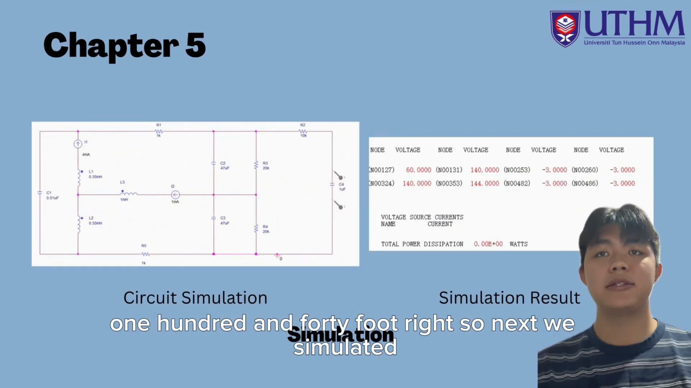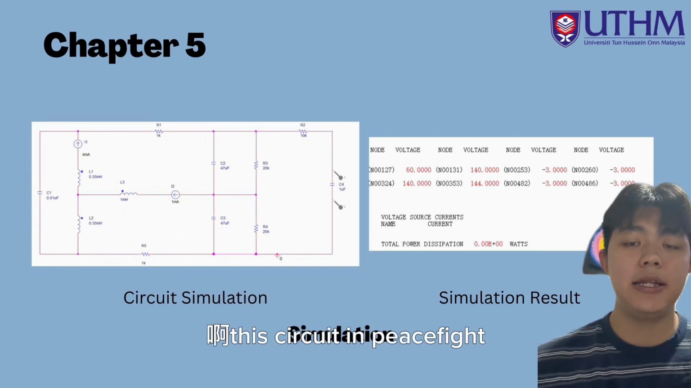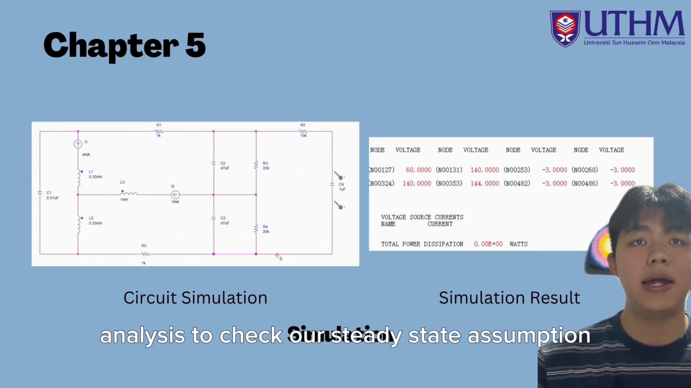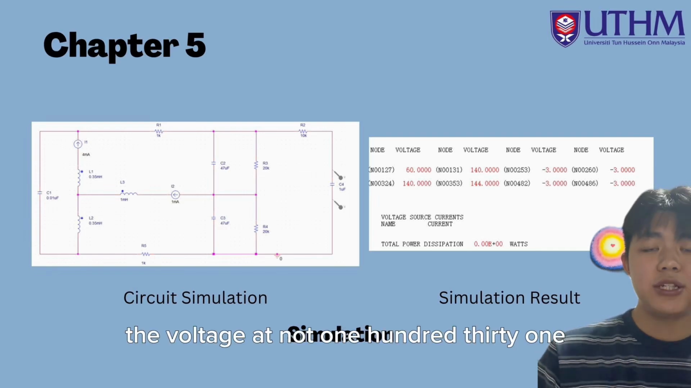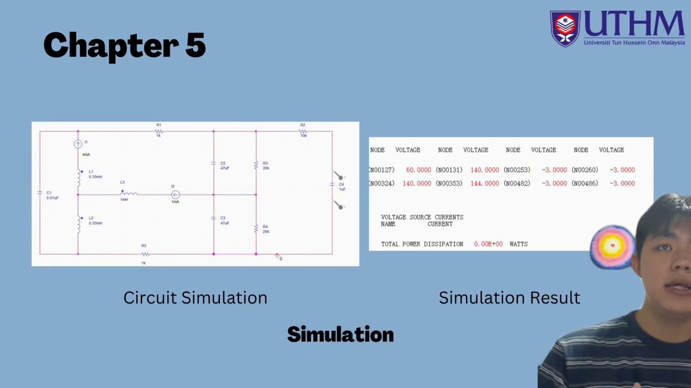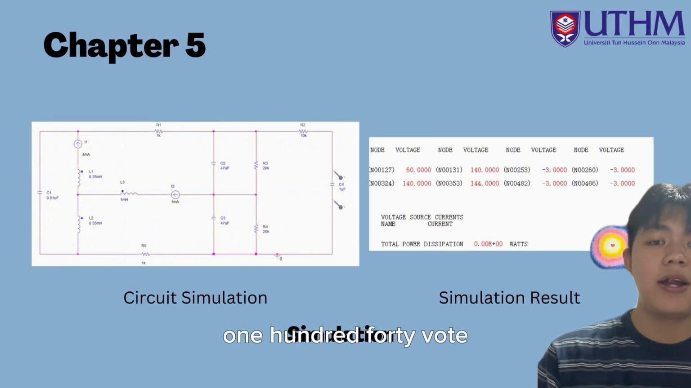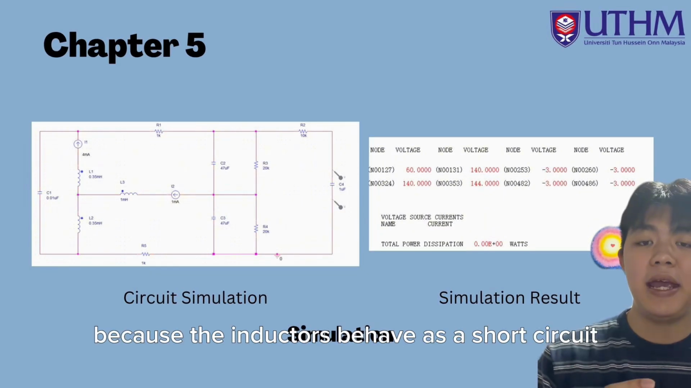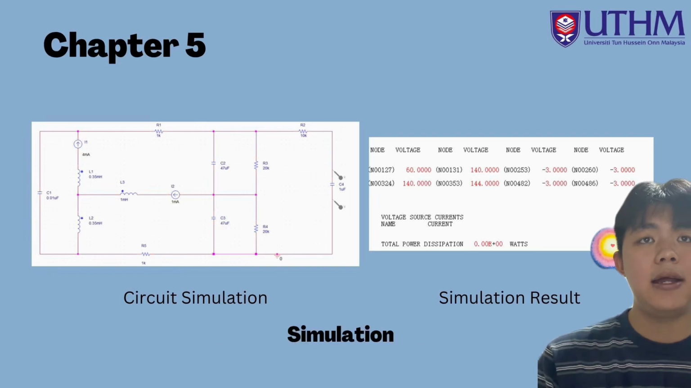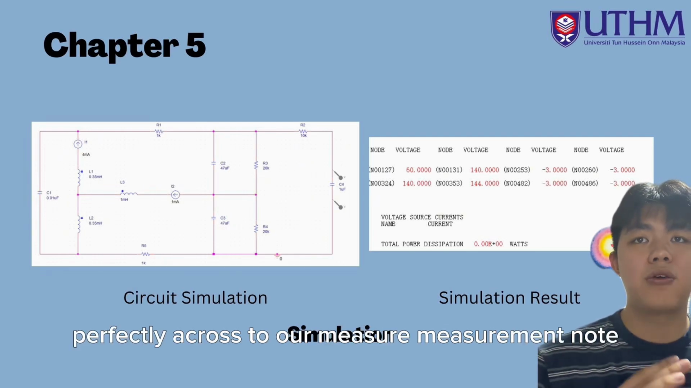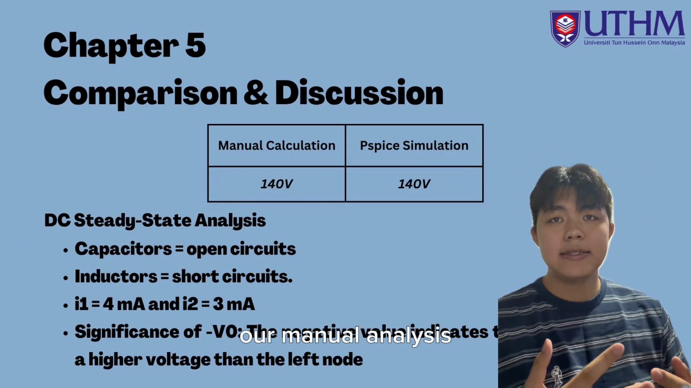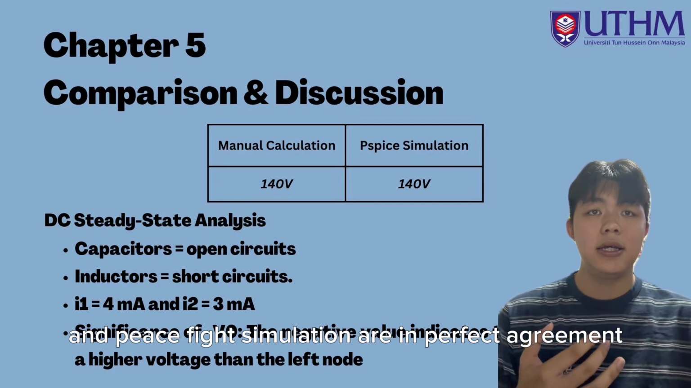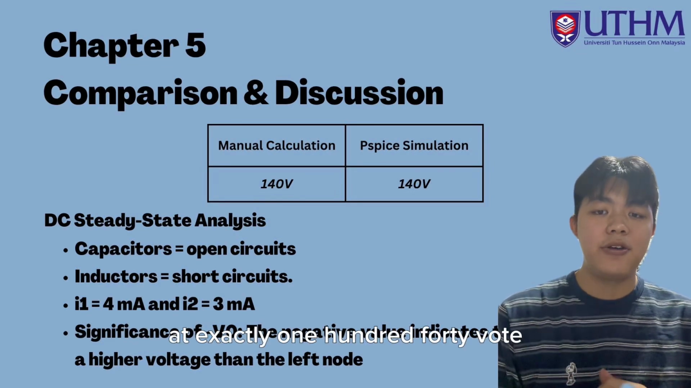volt. Right, so next we simulated this circuit in PSpice using a bias point analysis to check our steady state assumption. Looking at the simulation data readout, the voltage at node 131 is locked at exactly 140 volt because the inductors behave as a short circuit and this voltage transfers perfectly across to our measurement node. Alright, so in conclusion, our manual analysis and PSpice simulation are in perfect agreement at exactly 140 volt.